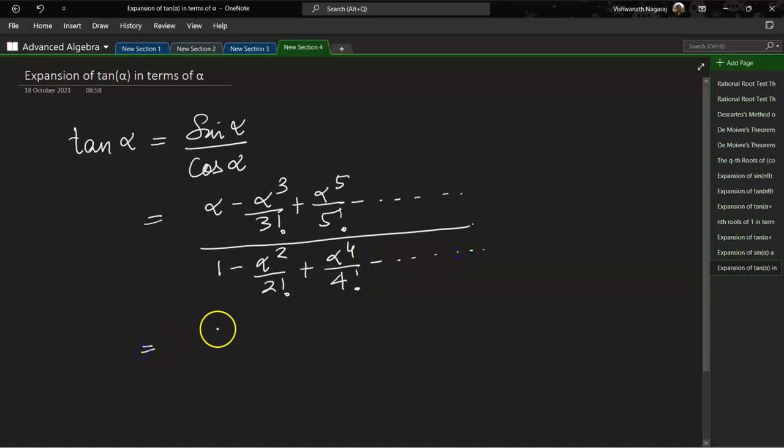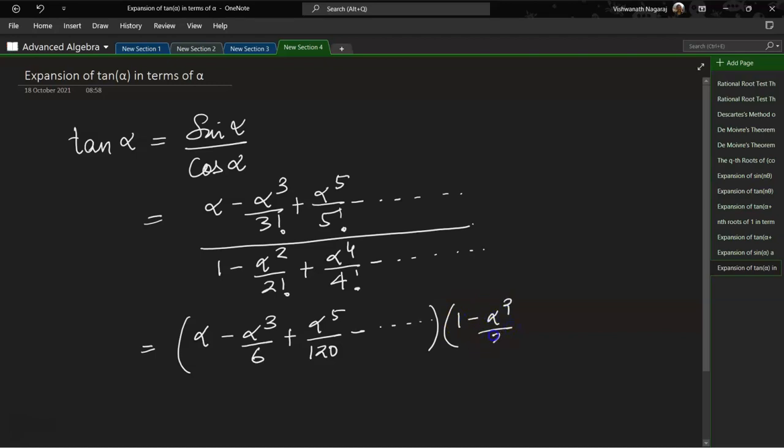Now let's simplify this. Alpha minus alpha cube by 6 plus alpha 5 by 5, 4, 3, 2, 1, which is 120, minus and on and on. Now what we can do is, instead of writing it in the denominator, we can write it as a negative exponent. So this becomes 1 minus alpha square by 2 plus alpha 4 by 4 factorial, 4 times 3 times 2 is 24, minus and on and on, to the power of minus 1.